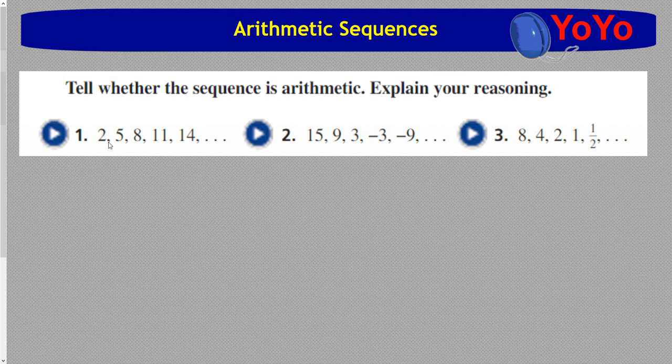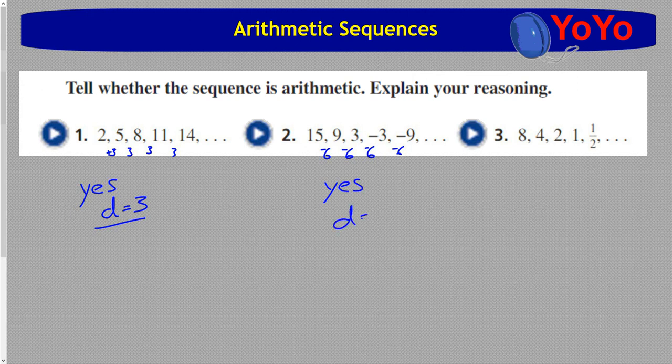All right, here we go. From 2 to 5, we're adding 3. From 5 to 8, we're adding 3. 8 to 11, 11 to 14. So yes, the common difference is 3. Over here, we're subtracting. 15 to 9, let's see, that's what, 6? And then from 9 to 3 is 6, and 3 to -3 is 6. And so this is also yes, even though we're subtracting, because our common difference is -6.